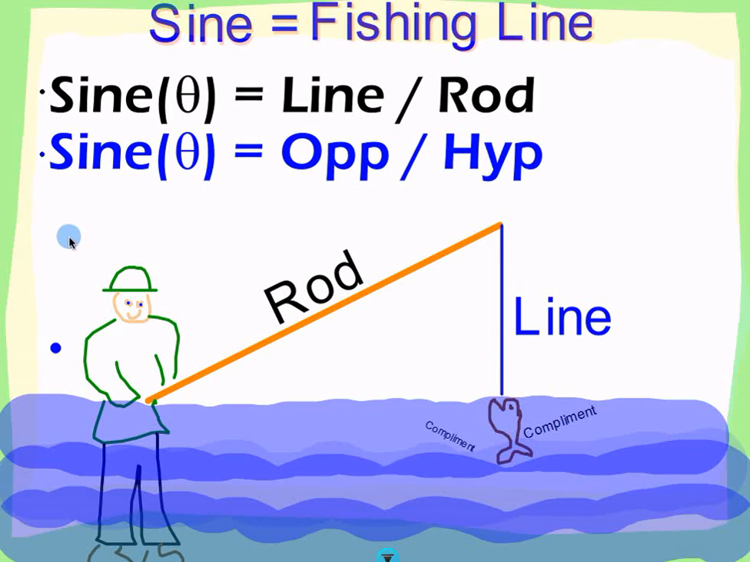So the sine of the angle is equal to the opposite length, or the length of the line, divided by the length of the rod. And of course, we know this is the opposite side. As long as we define what this angle is, we're fine.